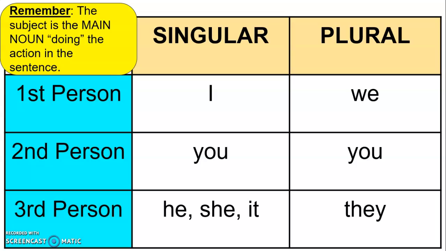So in first person singular, we use I. Plural, we use we. In second person, you can be used for either singular or plural, so they're interchangeable. And in third person, for he, we use it for masculine subjects. She is used for feminine subjects. And it can be used for objects or things. In plural form, we use they, which can be referring to masculine or feminine subjects.